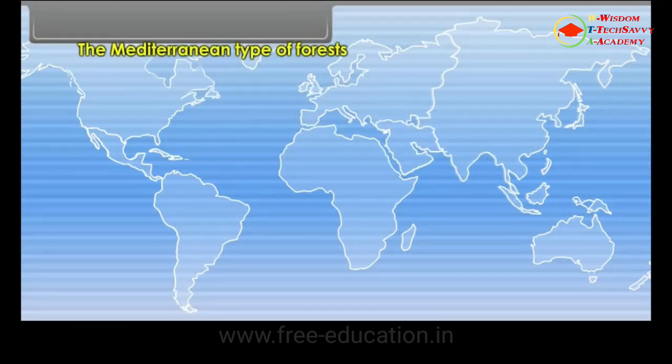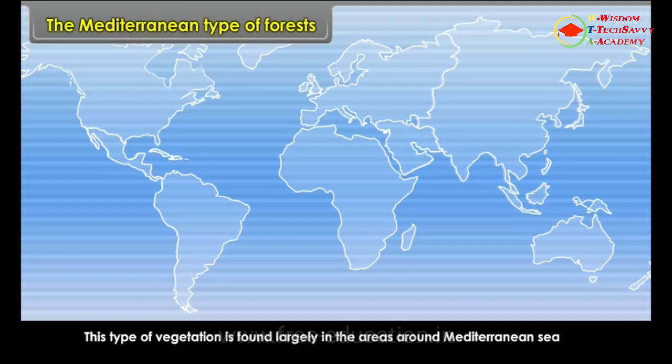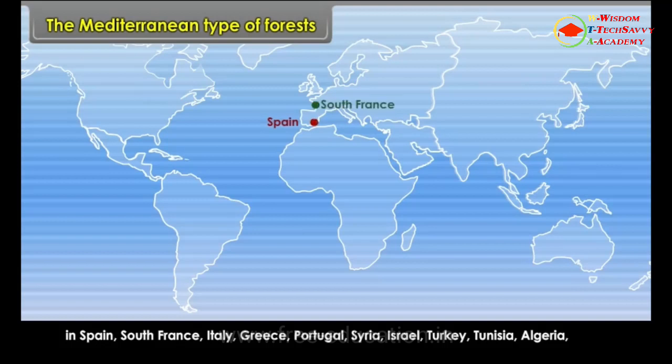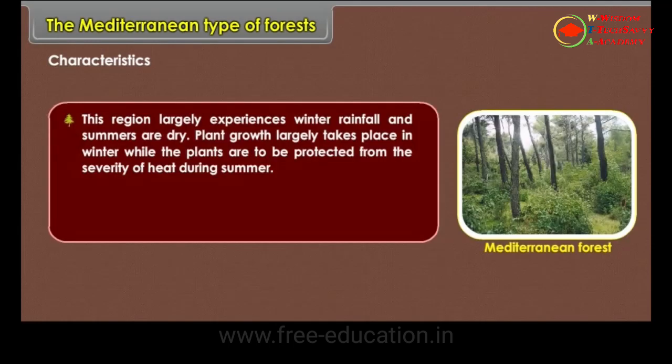The Mediterranean type of forests. This type of vegetation is found largely in the areas around the Mediterranean Sea in Spain, South France, Italy, Greece, Portugal, Syria, Israel, Turkey, Tunisia, Algeria, Morocco, California, Central Chile, etc. Characteristics: this region largely experiences winter rainfall and summers are dry.